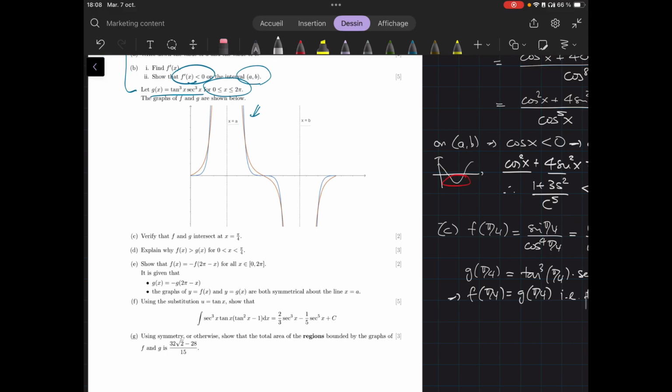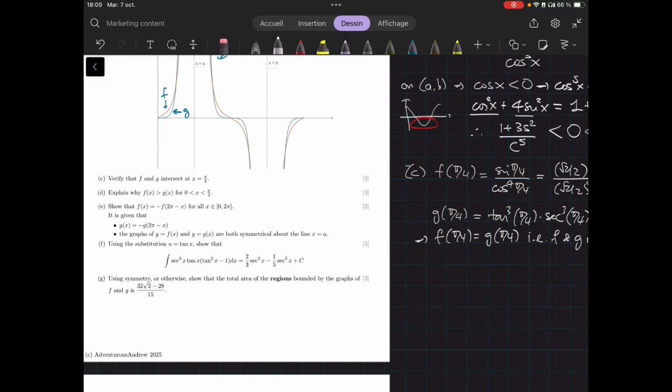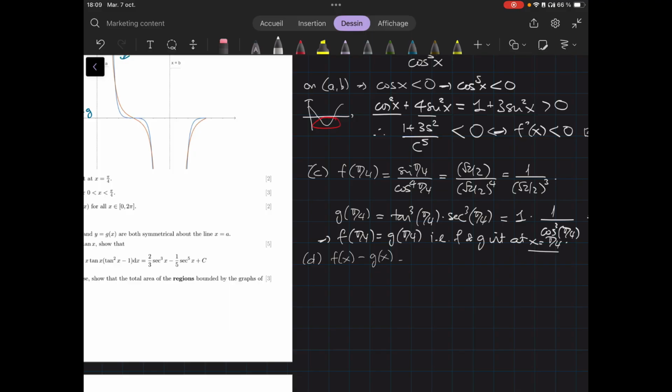Part D. Look at the graph. This is going to be your f. This is going to be your g. You want to show that f of x is greater than g of x on this interval. The easiest way is to consider f minus g. f is sine of x divided by cos to the 4. G is tan cube times secant cube.